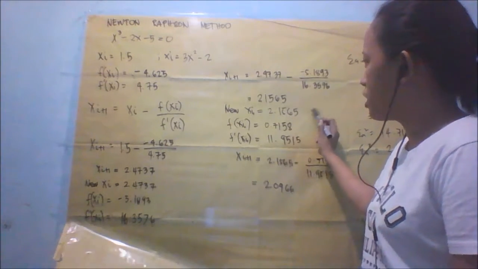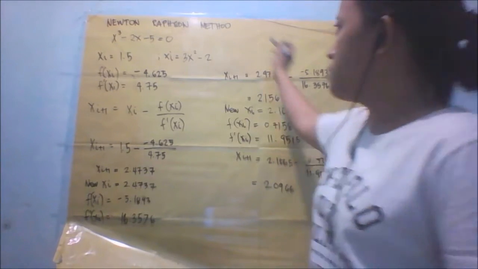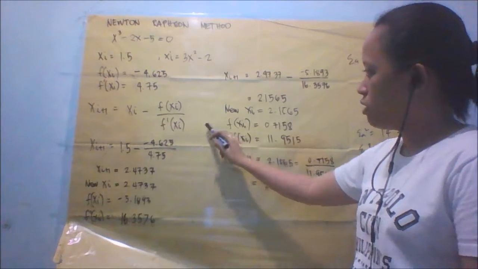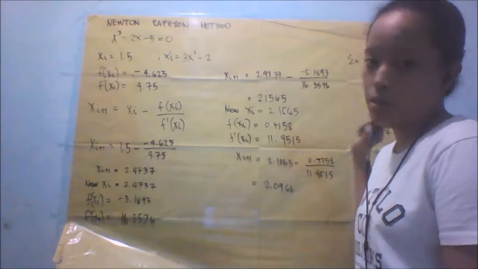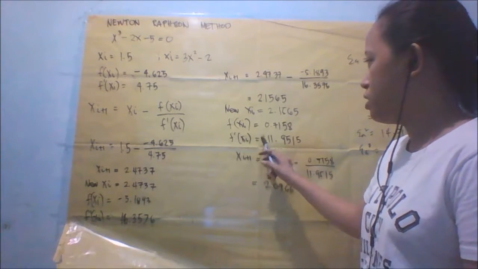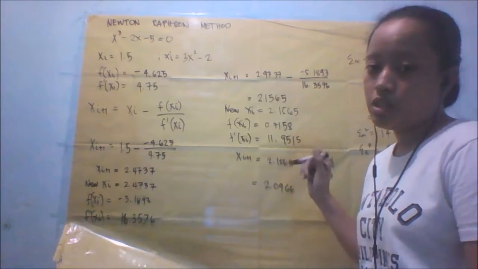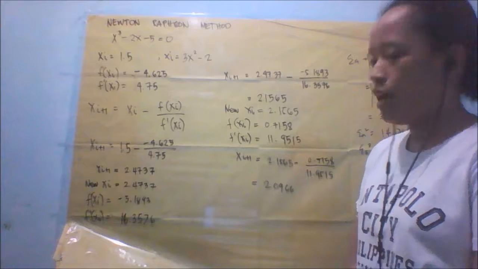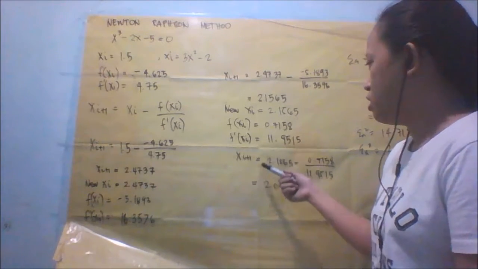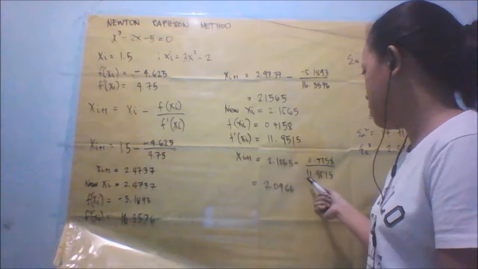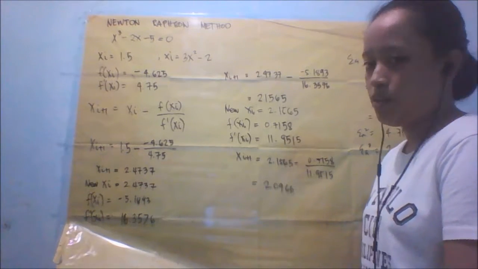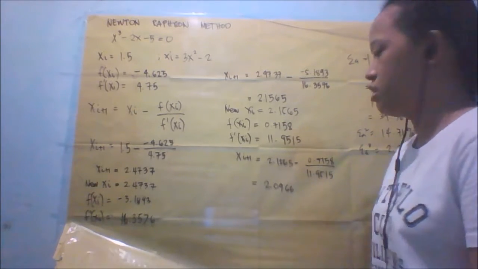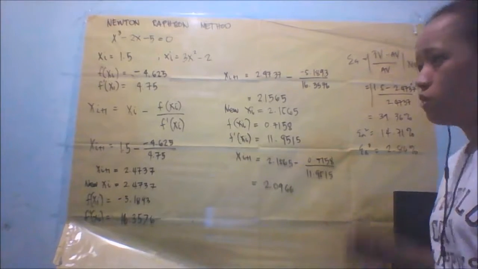Then substitute the newer xi in our function and in the first derivative of the function. First we will get 0.7158, and the first derivative is equal to 11.9515. Then we will solve our xi plus 1 again for the last one: 2.1565 minus 0.7158 over 11.9515 is equal to 2.0966.